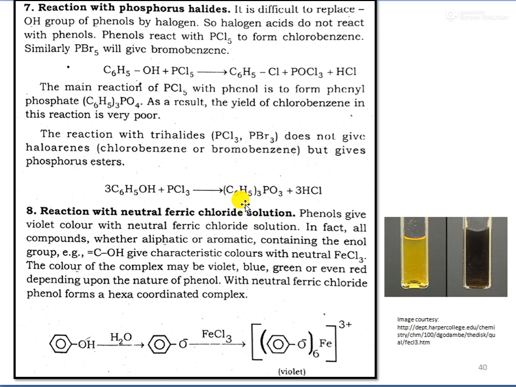This is the compound. Then you have the reaction of phenol with neutral ferric chloride. Here also this is a test for phenol. When phenol is treated with neutral ferric chloride, you get a violet compound which is shown here. This is neutral ferric chloride, and when you pour some phenol into it, you get this color. So this color is due to the formation of this particular complex.